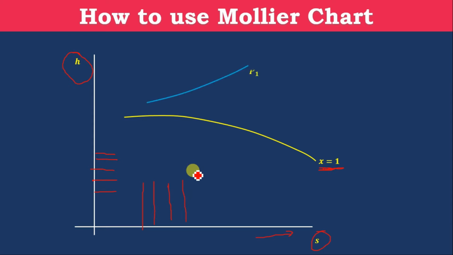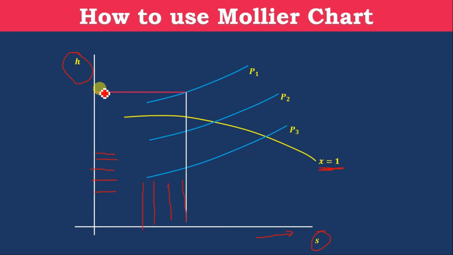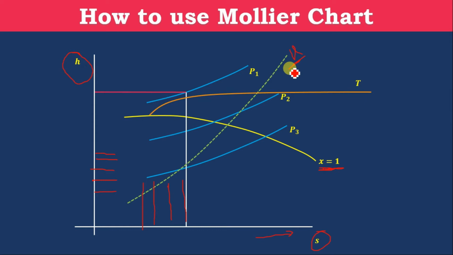Then there are pressure lines, inclined relative to the dryness fraction lines. Next we have horizontal enthalpy lines and vertical entropy lines. Then the dotted lines are specific volume lines. All dotted lines are for specific volume. Then finally temperature lines. So check, six properties are there in the Mollier chart. Now we will look at all these properties in the original Mollier chart.